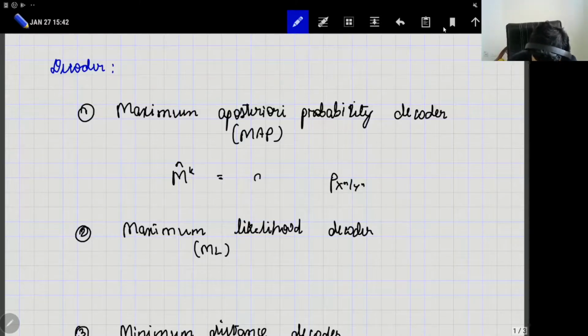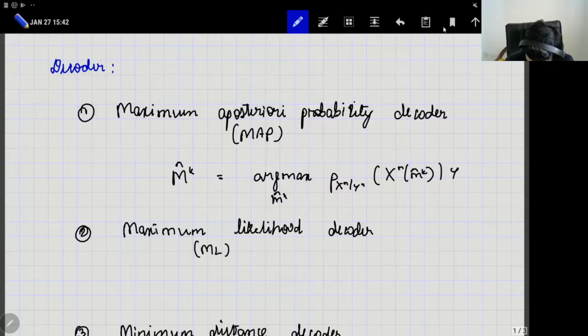So basically it chooses the argmax of xn of mk hat given yn. So given the received sequence yn, it chooses that message sequence which is the most likely, or in other words, it maximizes the a posteriori probability of xn having seen yn. So this is the MAP decoder, and if we want to minimize the probability of error, then this is indeed the best possible decoder that we can use.